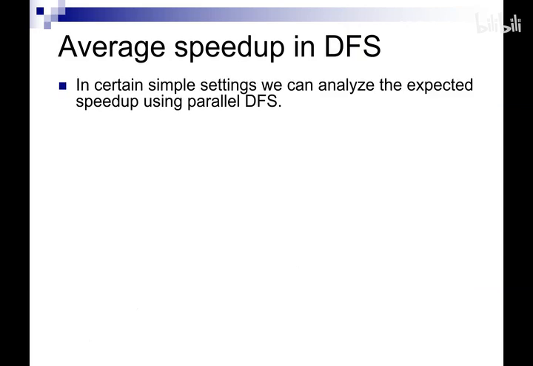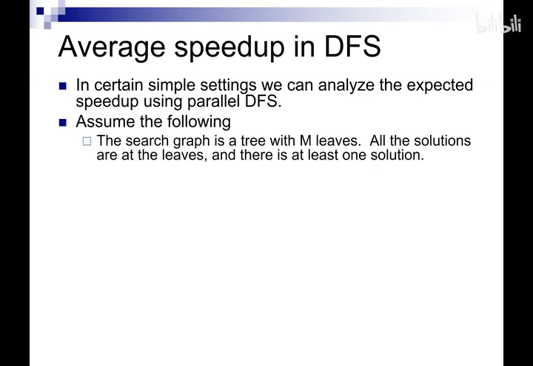Lastly, let's look at when it's more efficient to search sequentially versus in parallel. We're going to create a model for searching using DFS, and try to derive the average speedup in that model. Suppose you have a search tree with m leaves, and all the solutions you're looking for are at the leaves. There's at least one solution, so some of the leaves are solutions and others are not.